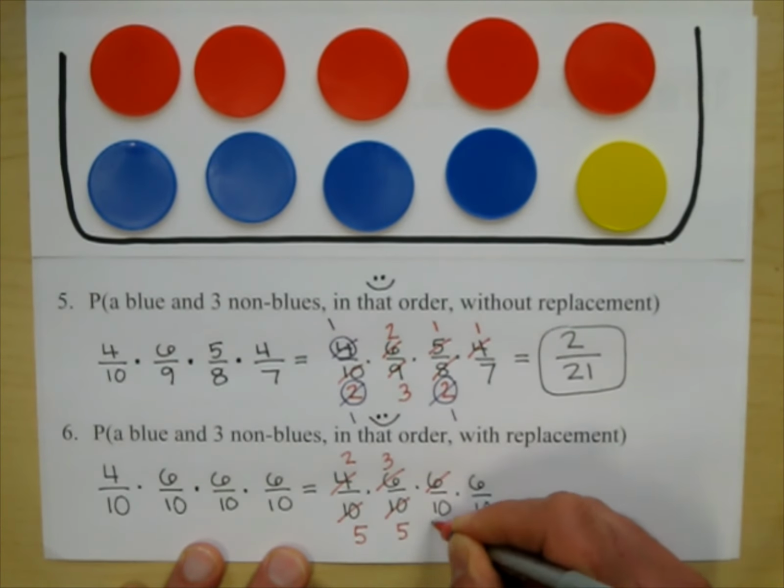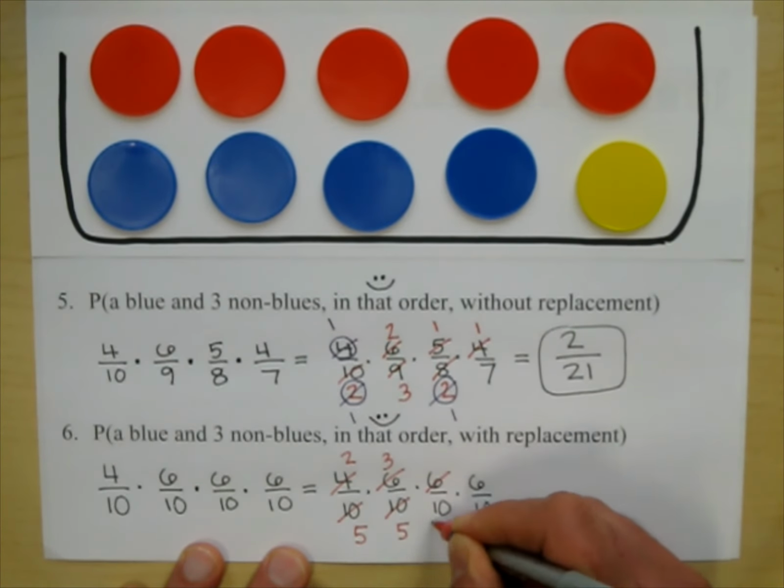Nothing else can cancel because you have all 5s on the bottom, and then you have a 2, a 3, a 3, and a 3 on the top. So on the top, I'm going to go 2 times 3, that's 6. And then this 3 times 3 is 9. So 6 times 9 is 54. And on the bottom, I have 5 times 5 is 25.